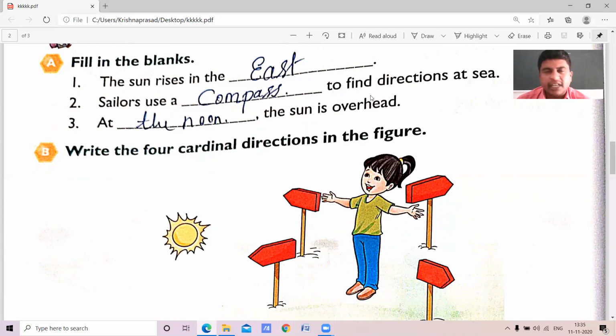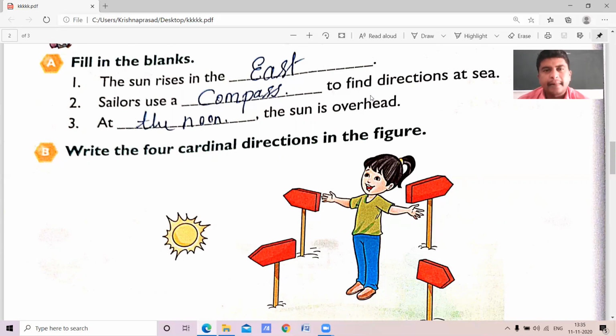Children, what is meant by sailor? A sailor means a person who moves a boat or a ship. When you are travelling in the sea, usually you cannot find out the directions, because in all directions you can only find water, and in which direction you are moving you can't find out. So in order to find out the directions in the sea, we use a compass. A sailor, a person who moves a boat, uses a compass to find out direction at sea.